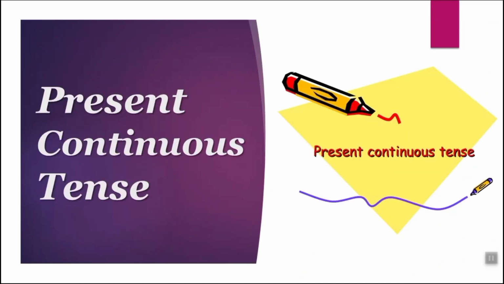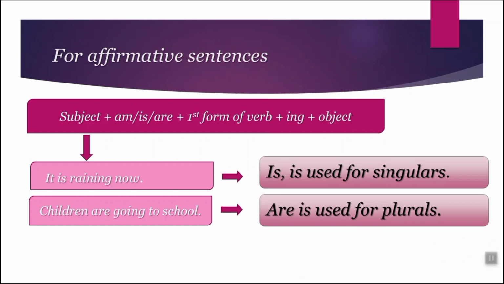The present continuous tense, also known as the present progressive tense, is used to describe actions or situations that are happening at the current moment or around the present time. It emphasizes the ongoing nature of an action or event. The basic structure of the present continuous tense is subject plus auxiliary verb, am or is or are, plus present participle, the ing form of the main verb, plus object.